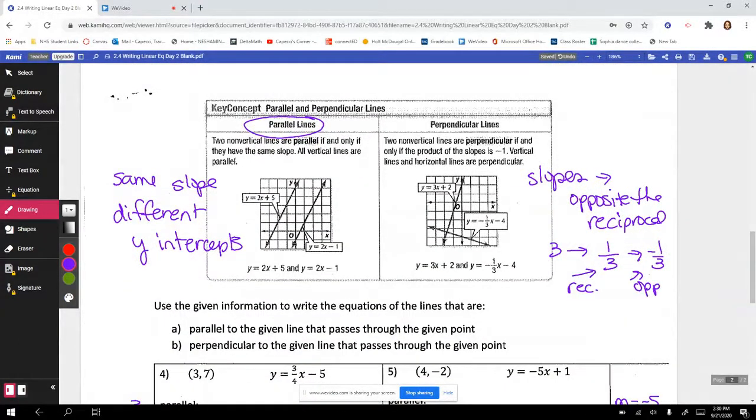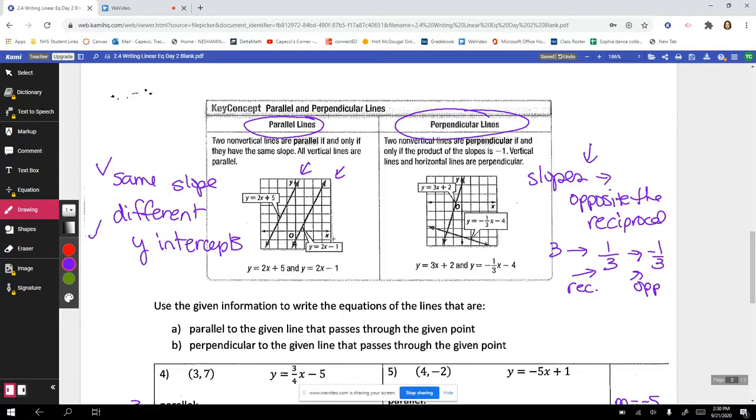The next topic we're going to talk about today is parallel lines and perpendicular lines. So let's talk about parallel lines. Parallel lines have the same slope and different y-intercepts, right? The slopes are the same, the angle's the same, but they're not touching, so the y-intercept is going to be different. When we're talking about perpendicular lines, they will meet somewhere at 90 degrees.